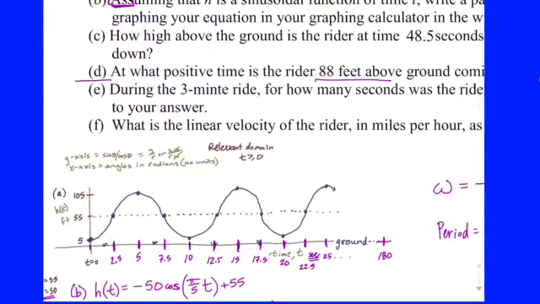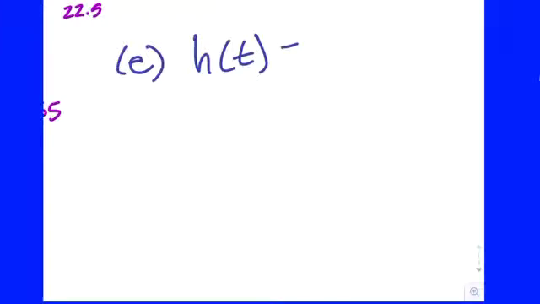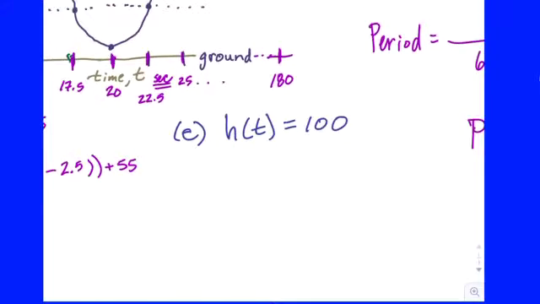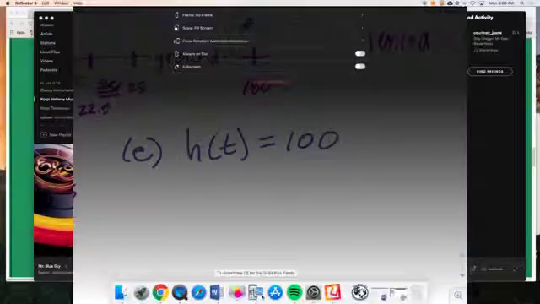During the 3-minute ride. Okay, so here's what we need to do first of all. Part E. We need to set the height equation equal to what? We want to know for how long we were above what? 100. Now you could say greater than 100 if you want to solve it like an inequality. I'm not going to be too picky about that. But once I set it equal to 100, here's what I can do. And I have to stay over here because my calculator's over here.